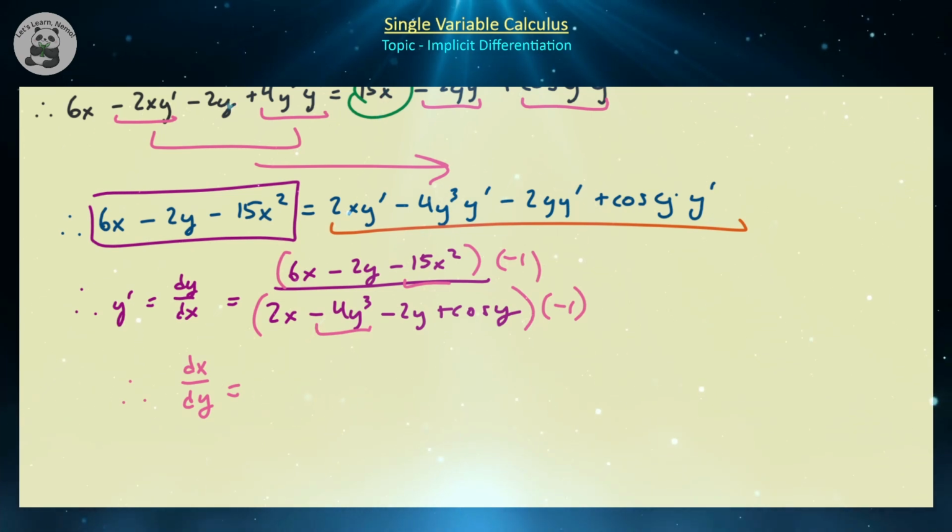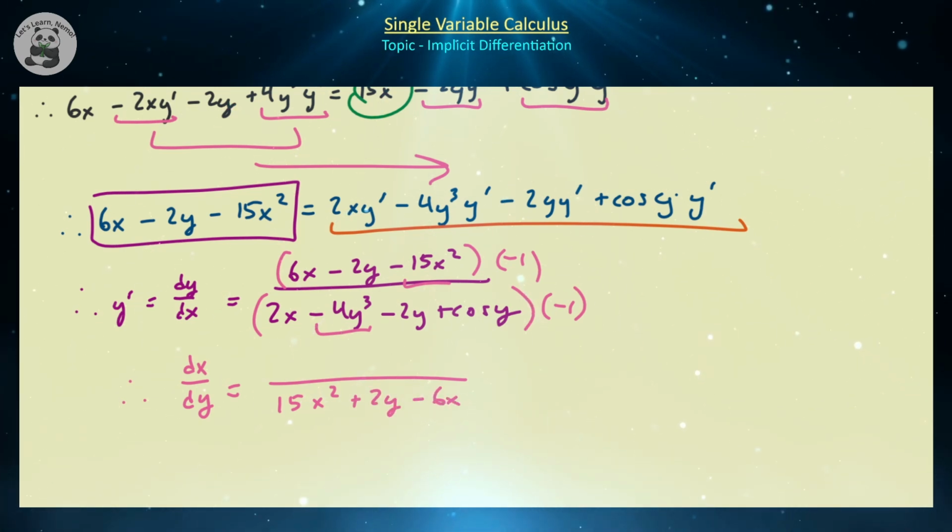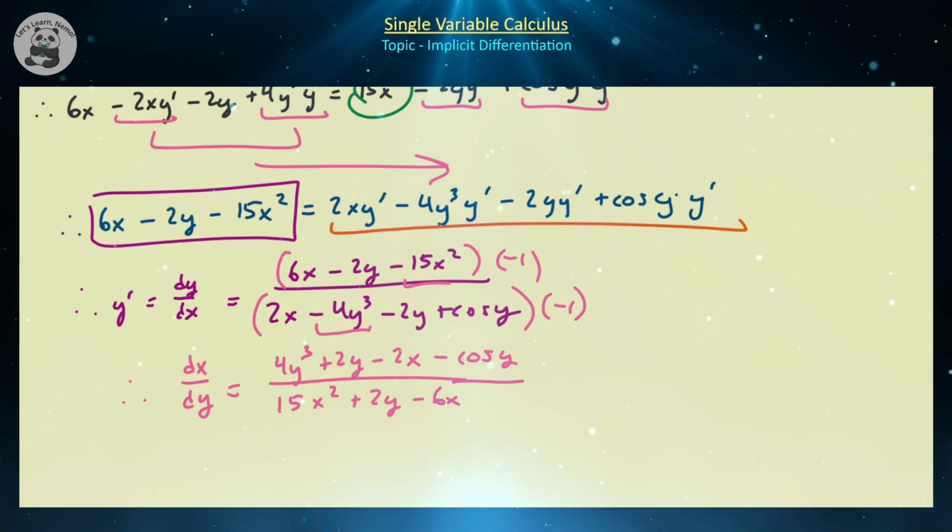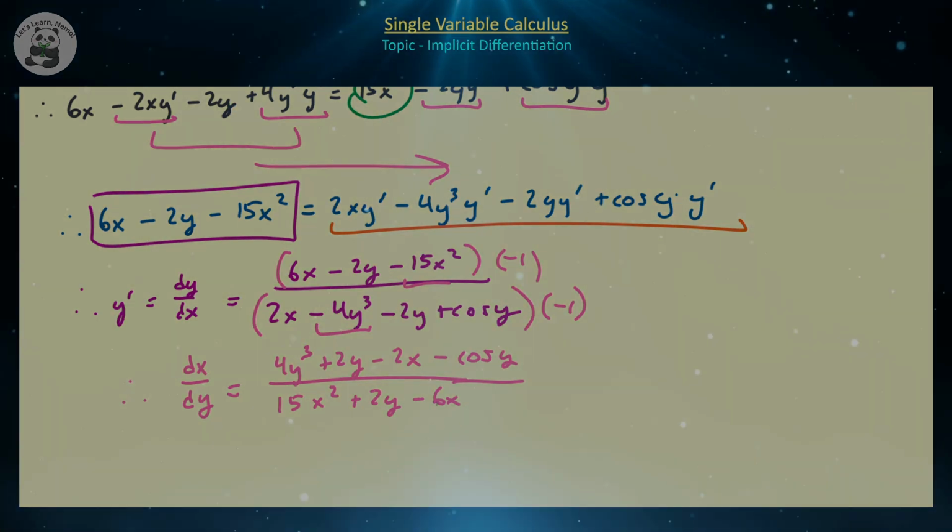So that's going to give us, on the bottom, 15x squared plus, let's do 2y minus 6x, and on the top will become positive 4y cubed, let's do positive 2y minus 2x, and then we're going to have a minus cosine y on the top. And that is our answer for the equation of differentials, dx over dy, in that order.